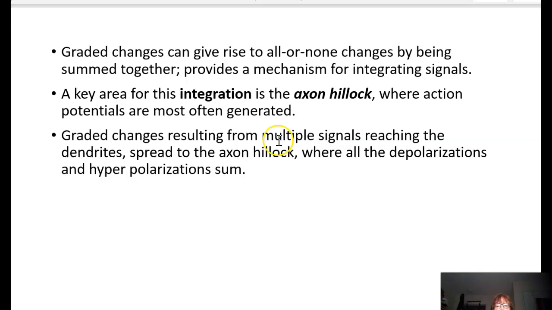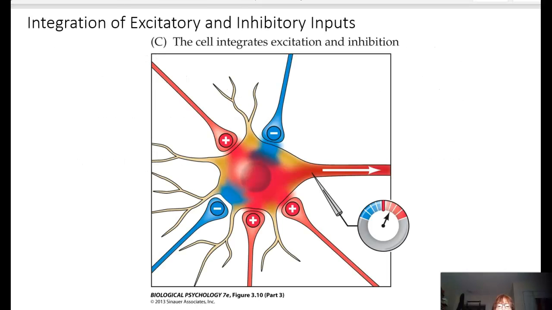So the axon hillock integrates, right? And summates. It puts all of this information together. Remember, that's the integration zone. The axon hillock is basically adding up the positives and negatives to determine whether or not threshold has been reached. This is to remind you that most neurons have lots of chatter, right?